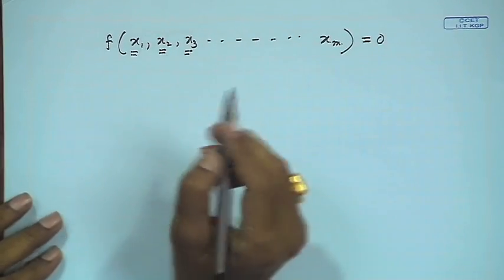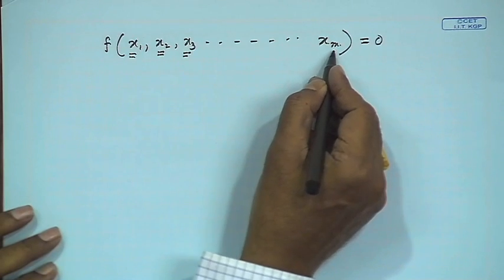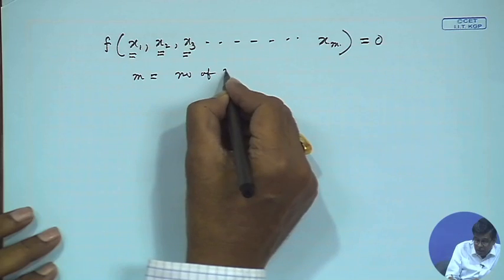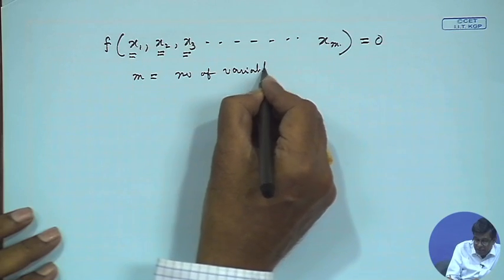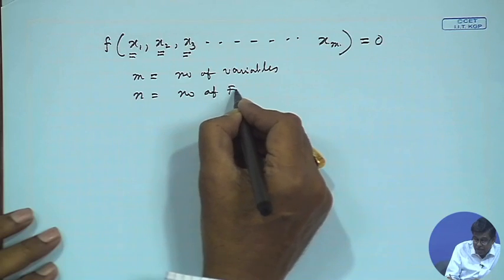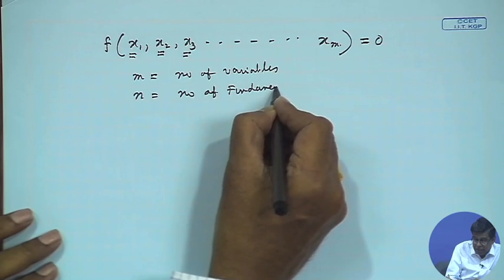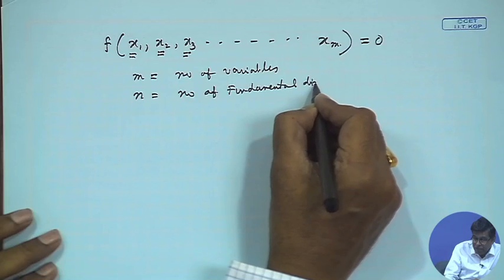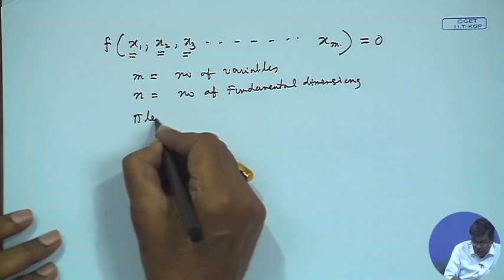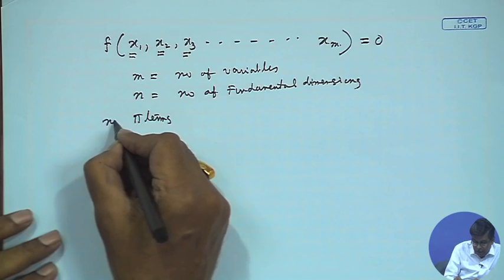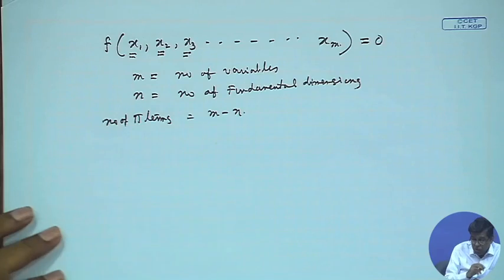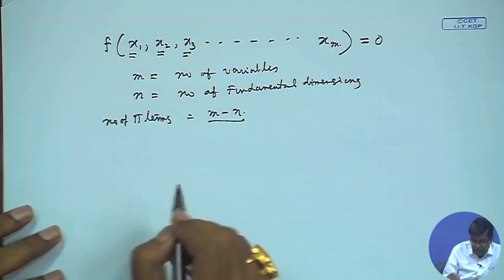So, after that, if we write this, m is the number of variables. Now, if these variables are expressed by n number of fundamental dimensions, n is the number of fundamental dimensions, then by Buckingham's Pi theorem, the number of pi terms will be m minus n. Now, how to do it? How to find out these m minus n pi terms?